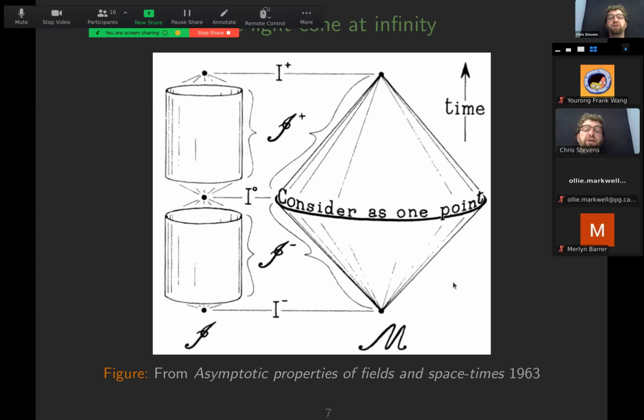So the notion of looking at asymptotics in an isolated system is now a problem of looking at this structure here. And this is the really nice thought of Penrose, that we should look at this structure.